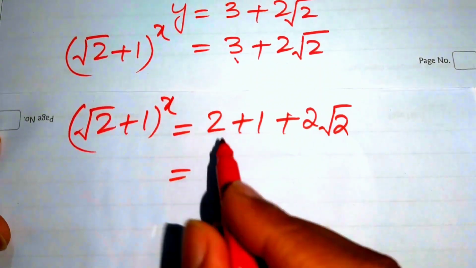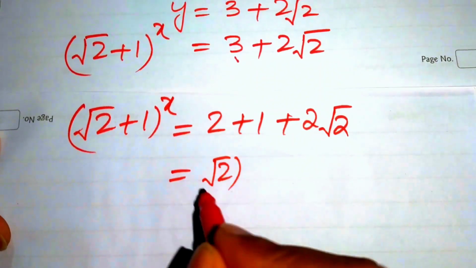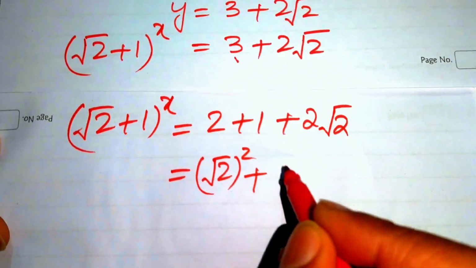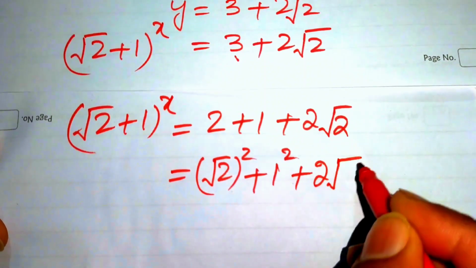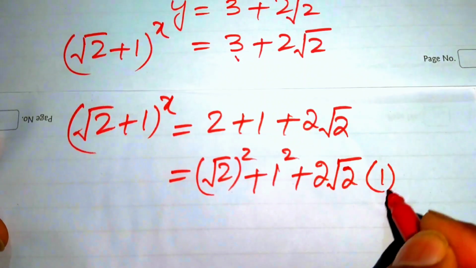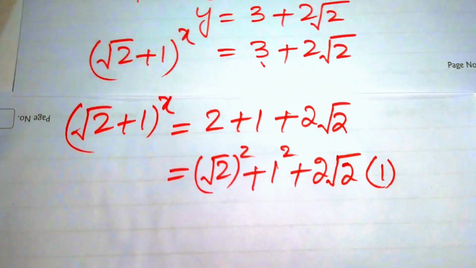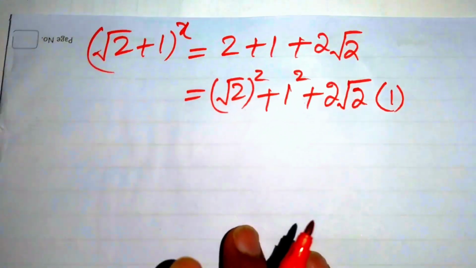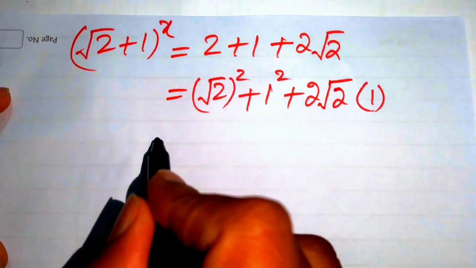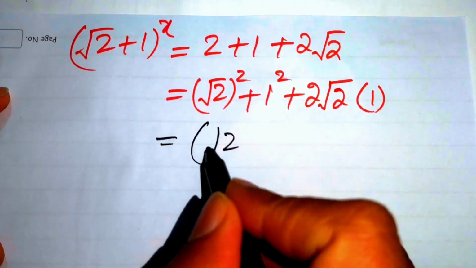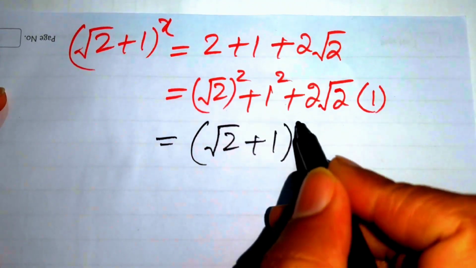And now here we write this 2 as (√2)^2, plus we write 1 as 1^2, plus we write this expression as 2 times √2 into 1. So now when you focus on this expression, you see that it becomes the complete square of √2 + 1. So we write it as (√2 + 1)^2.